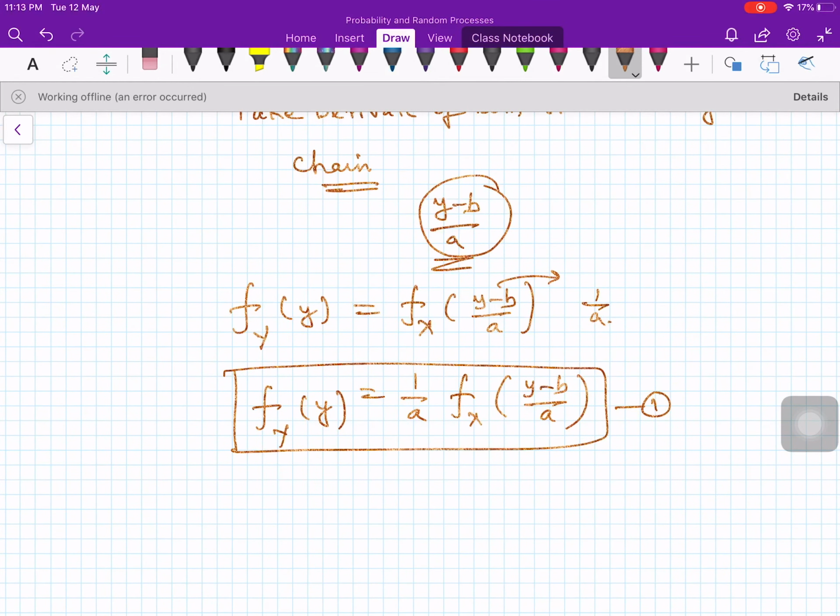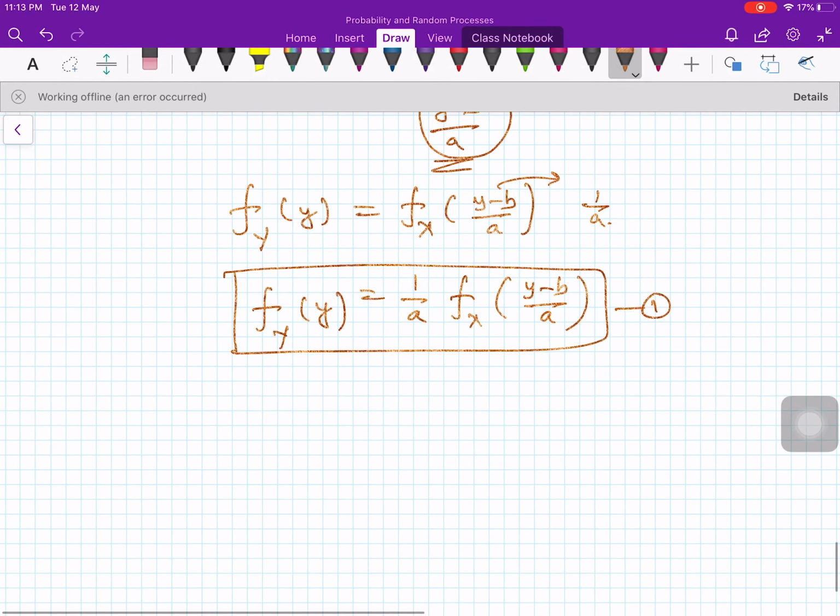Now what if a was a negative number? Suppose this is valid for a positive. Now one can ask, what if a was a negative number? In that case, how will this density function change? Could this formula be true? That we'll see in the next lecture.